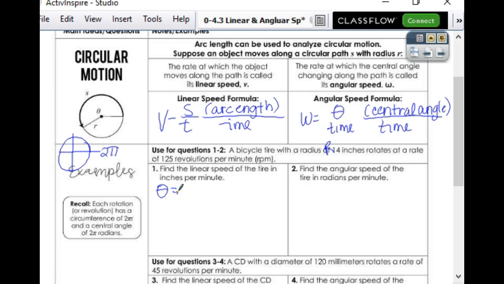And if it rotates 125 times, it goes 2 pi every single time, doesn't it? So I'm going to find theta by multiplying 2 pi times the number of revolutions. When I do that, I want an exact answer, so I'm going to leave it with pi. So my answer is going to be 250 pi.